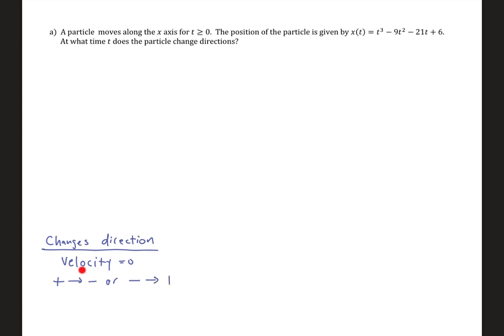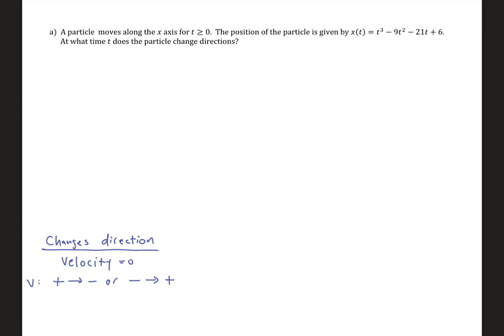Okay, so if it was going from positive to negative, if it was positive and then 0 and then negative, that means it would have been moving to the right, stopped, and then started moving to the left. So that changes direction. If the velocity was going from negative to positive, that means the particle would have been going to the left, so that's a negative velocity, and then 0, and then to the right, so that would have changed direction. So in this problem, we want to know what time the velocity is 0, and then we would have confirmed that it goes from either positive to negative or negative to positive.